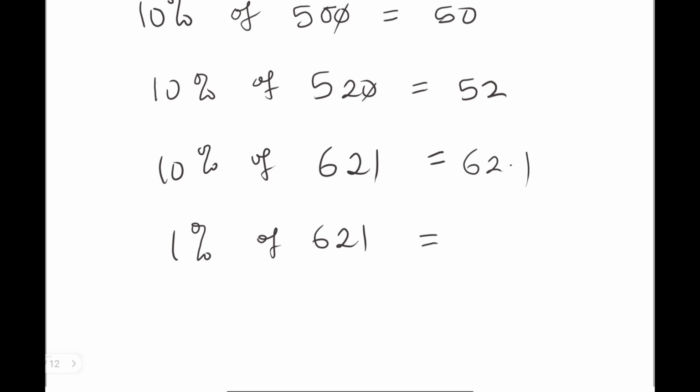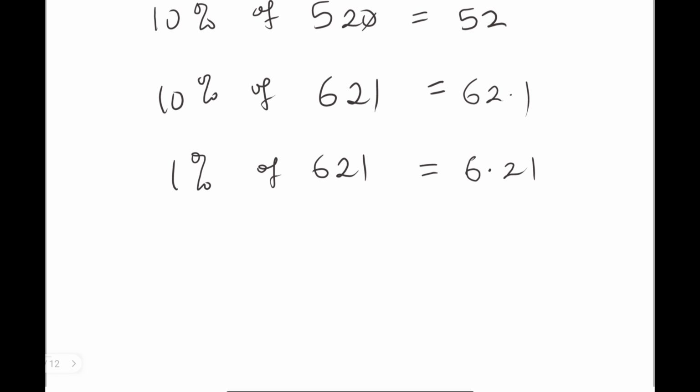So the same way, what will be 1% of 621? So that means we have to move it 2 decimal places. So that will be 6.21. What will be 1% of 723? That would be 7.23. Very easy.